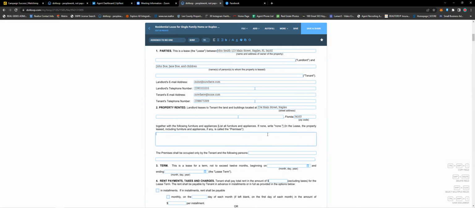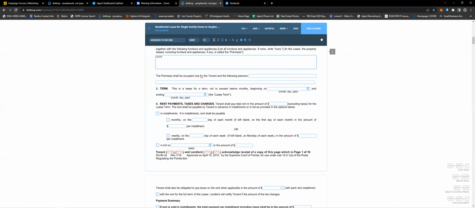So for this purpose, I'm going to put none. But if there was furniture, you could put see attached inventory list or specific items as they request. Down below, it says the premises shall be occupied only by the tenant and the following persons. And you could put children of John and Jane Doe.